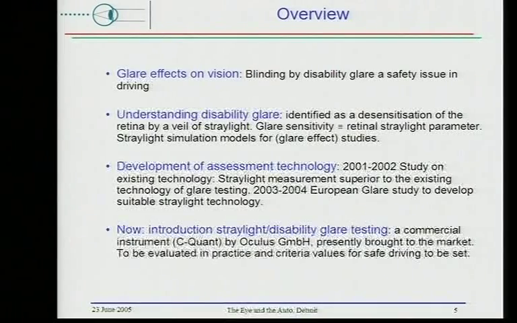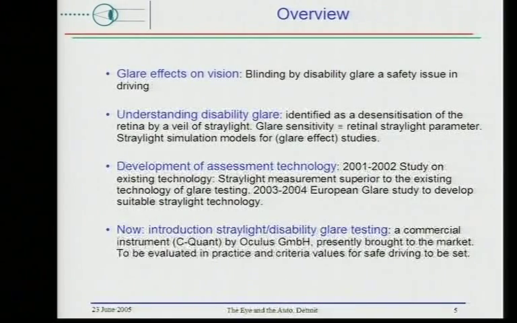Then the next topic will be understanding disability glare. It has been proven, there are many studies about that, that disability glare is caused by a desensitization of the retina by a veil of stray light. And this stray light is real light that drops on the retina because of the glare source, and so glare sensitivity is, as it were, synonymous with retinal stray light.